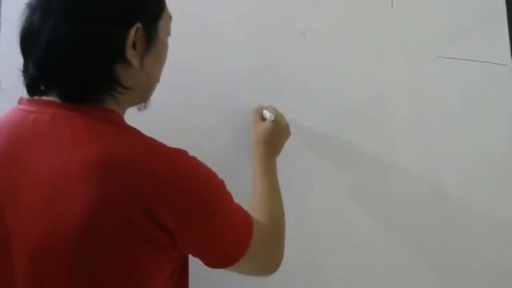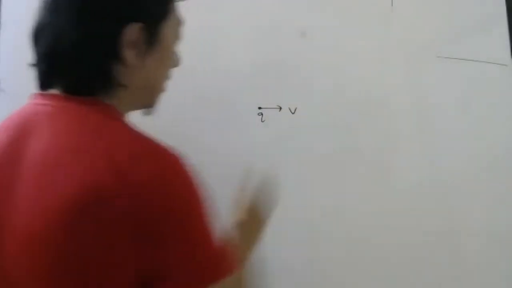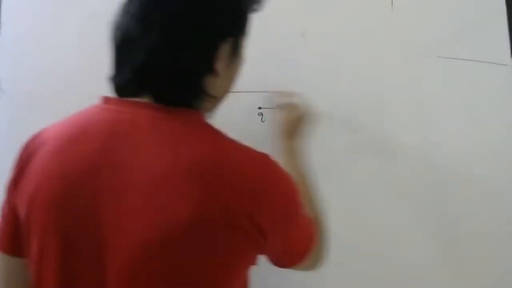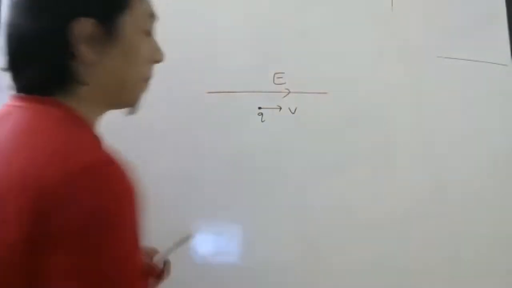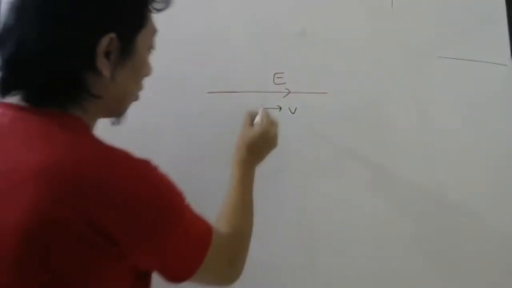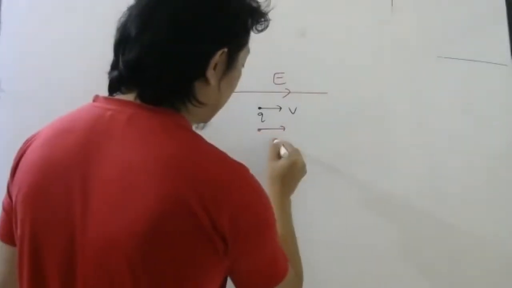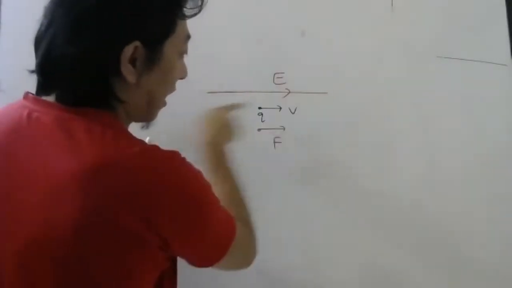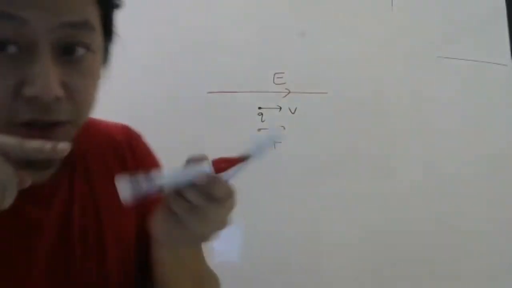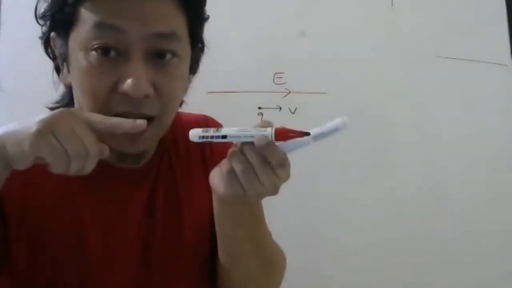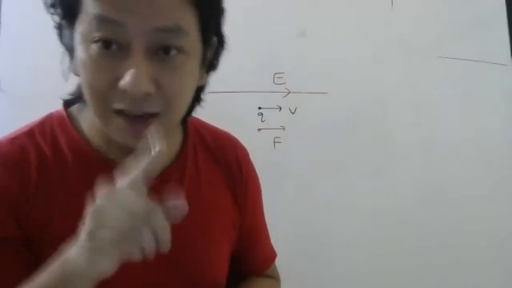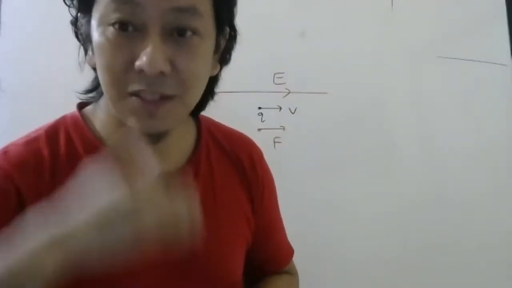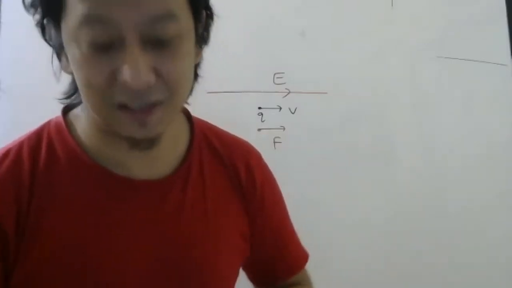If the charge is moving in this direction, and if I apply electric field in the same direction, then the force on this charge will be in this direction only. So force will be in the same direction as velocity. If force is in the same direction as displacement, then that force will do positive work. Positive work means kinetic energy can increase.